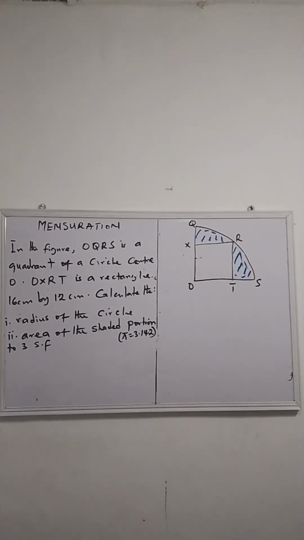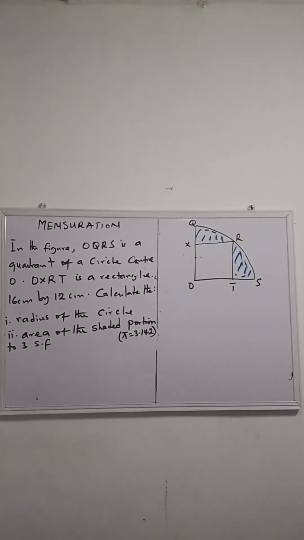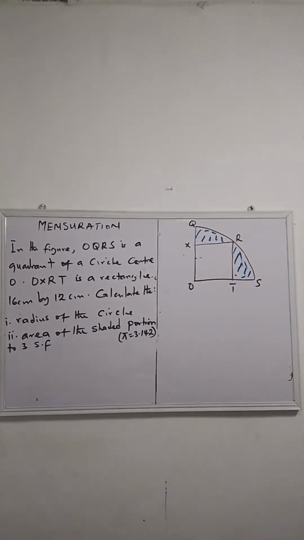Okay, once you have your answer, you can drop it in the comment section. If you have done the first part of the question, you can make an attempt and try the first part, the radius of the circle. Let's see what you can come up with.